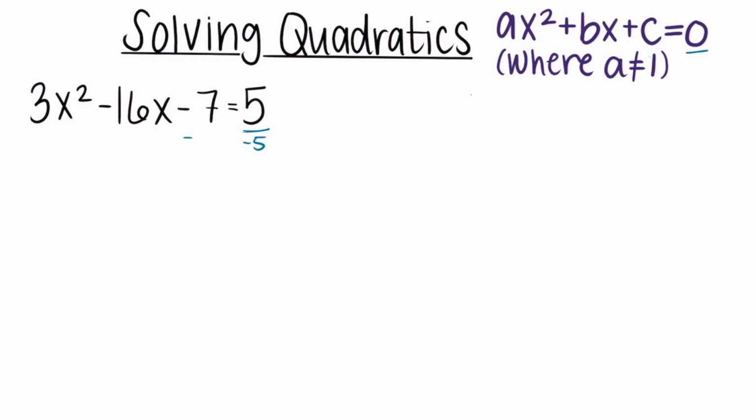Moving on to an example where we have a number other than 1 in front of our x. And again, first step, it has to equal 0 first, so I'm subtracting 5 from both sides and then just rewriting the equation so that it's equal to 0.